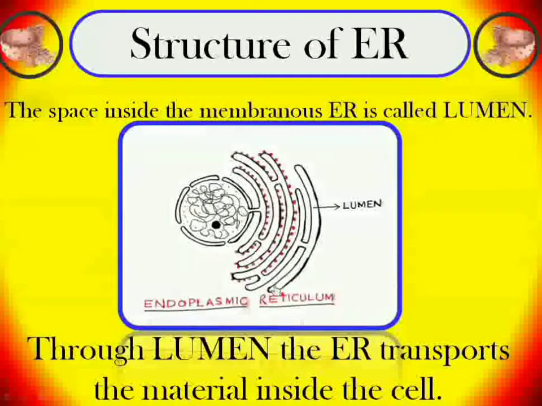Through the lumen, the endoplasmic reticulum transports the material inside the cell. The endoplasmic reticulum is also known as the intracellular transport system. It is otherwise known as the intracellular transport system. It transports material inside the cell. How does it transport? Through the lumen that it contains. So I think you understand what lumen is here.